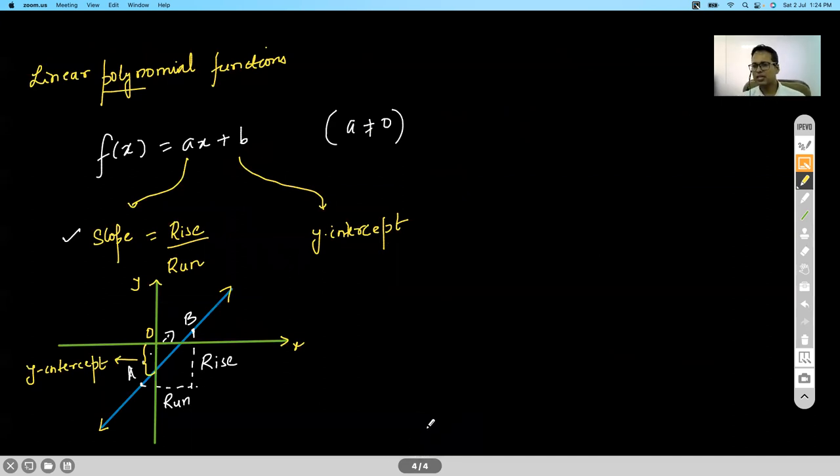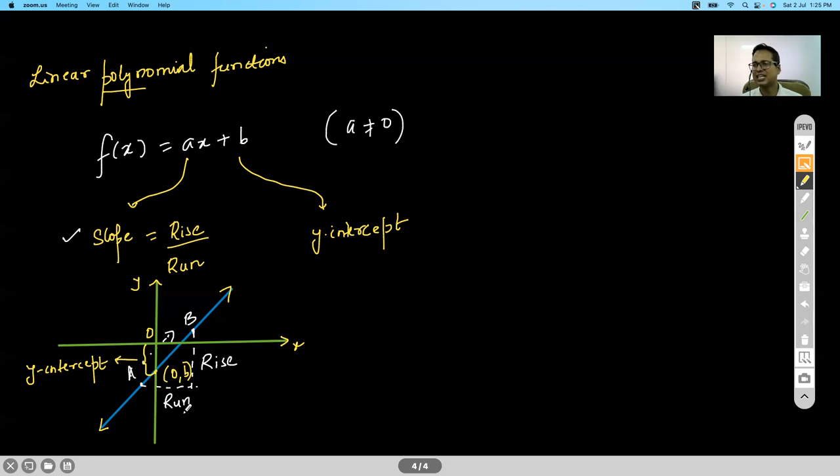Y-intercept, the distance or the point. See, when you say this point is (0, B), then B automatically signifies this directed distance, my dear. Why is it called directed distance? Because B can be positive or B can be negative. Another way to understand, Vasudev, is it is the ordinate of the point where the line cuts the y-axis. You can treat it like that also.